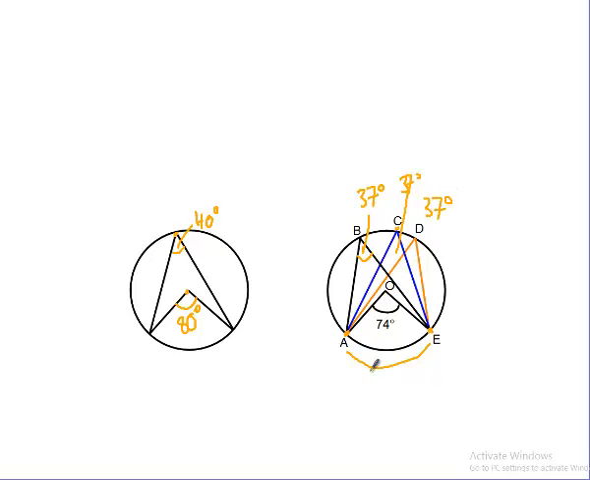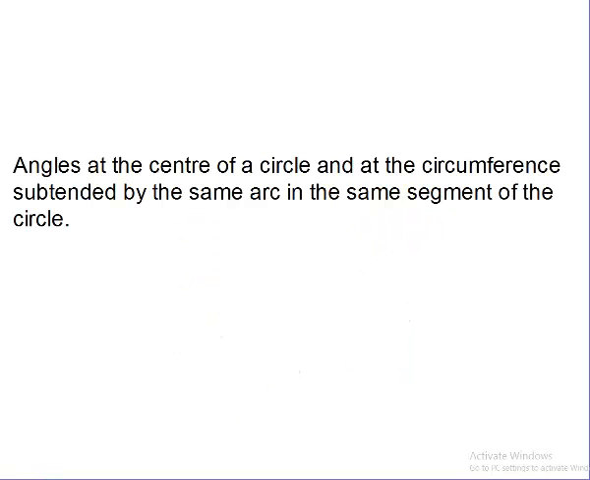So we're saying that an angle at the center is twice the size of the angle at the circumference if they are subtended by the same arc and in the same segment of the circle. Angles at the center of a circle and angles at the circumference of the circle subtended by the same arc in the same segment: the angle at the center will be twice the size of the angle on the circumference. If we understand that, we should be able to answer some questions.